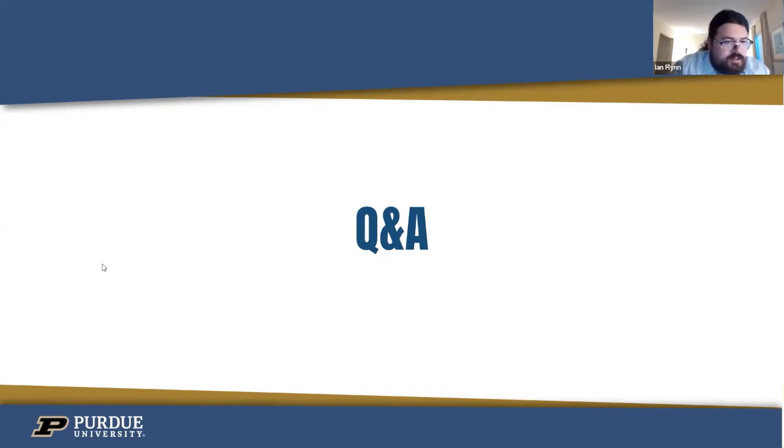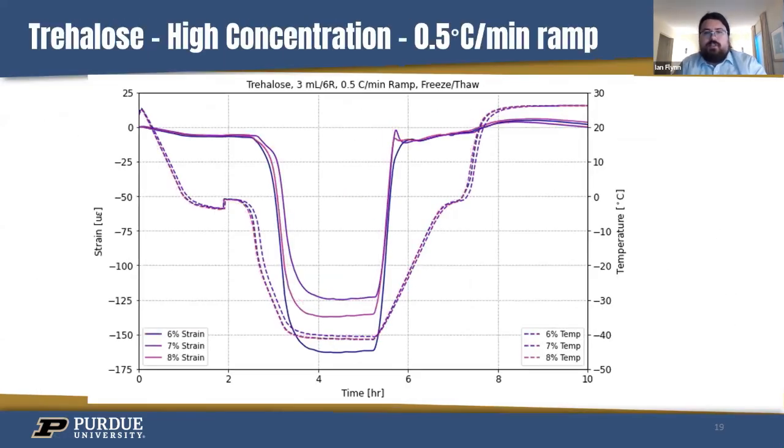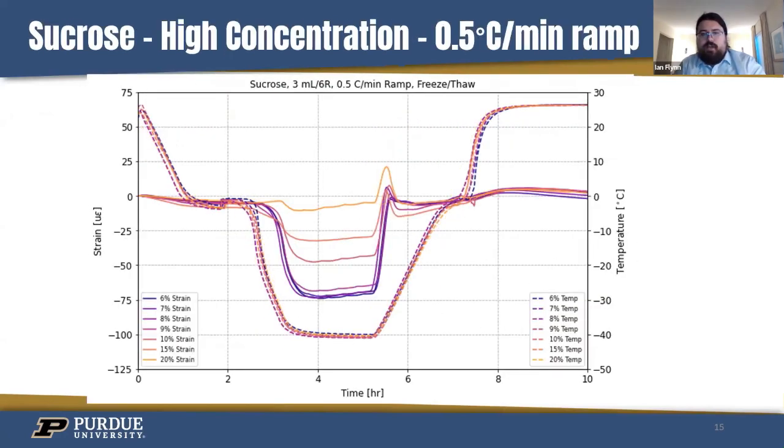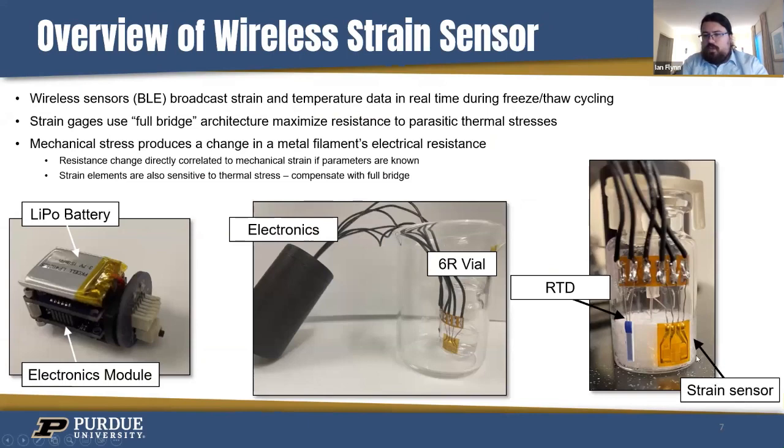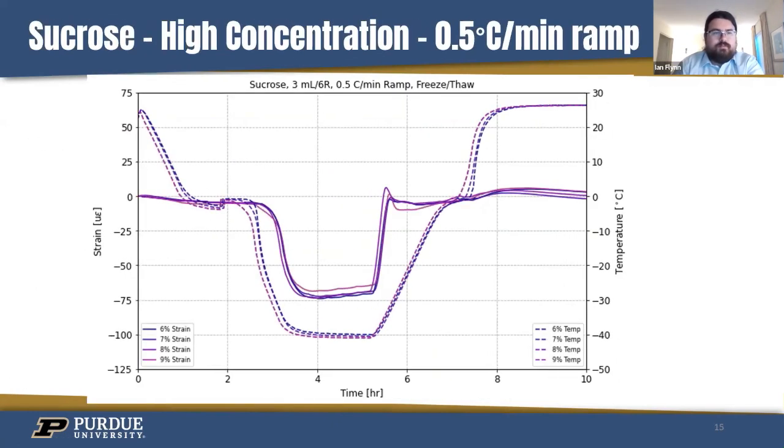I have a question. Strain sensor refers to glass vial or the excipient inside? The strain sensor, let me go back, refers to the gauge that is mounted right here and the sensor that we're using to broadcast the signals that we're calculating from that. So the amount of strain from it. Did that answer your question? Yes, it is for the glass vial.